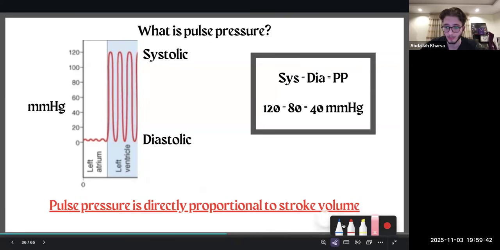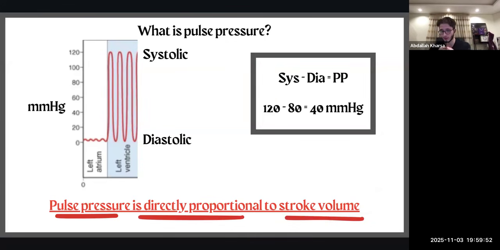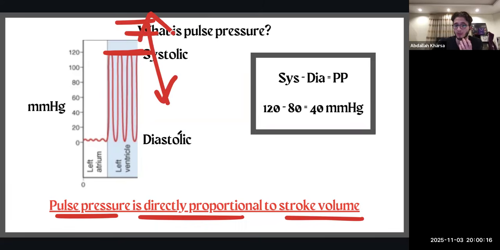Now here's a concept that I want you to understand. Pulse pressure is directly proportional to stroke volume. Why? The systolic blood pressure, this peak right here, is after the ventricle contracted. It's due to the blood that has been pushed out. If you're pushing out more blood out of the heart, you're going to have a higher systolic pressure. The pressure is going to be up here. This increase in the difference is going to increase the pulse pressure.